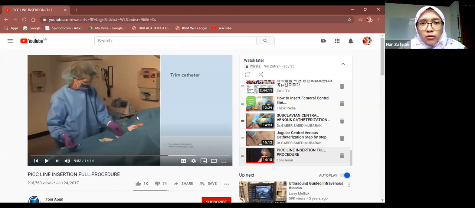Basically, I forgot to mention that before we insert the line, we need to measure the length from the insertion vessel to the superior vena cava, to know the exact length of line to be inserted for the PICC line. If the PICC line that has been provided is longer than it is supposed to be, we need to trim it.